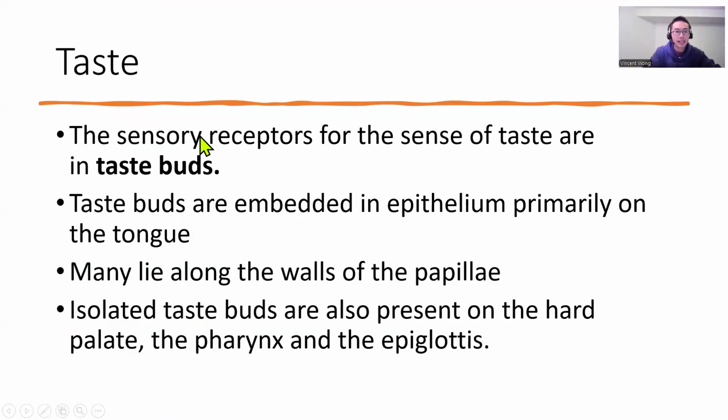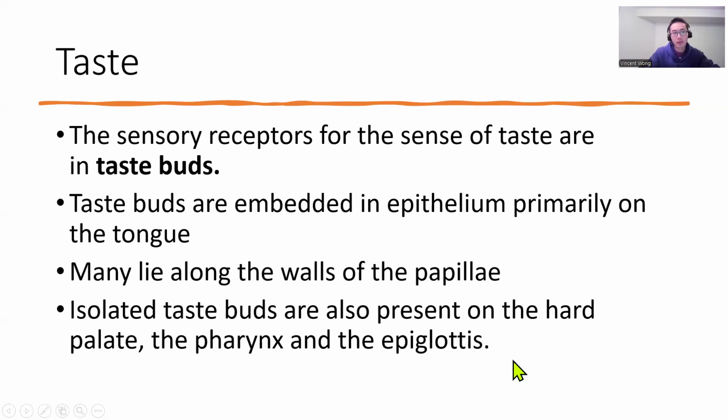Now we're gonna talk about taste. Taste is one of our five senses, and it is registered by the tongue primarily because there are taste buds on the tongue. But taste buds are also found in other places other than the tongue. There are taste buds that are found on the hard palate. So that's the hard part that you feel when you push your tongue up. There are also some in the pharynx and even in the epiglottis.